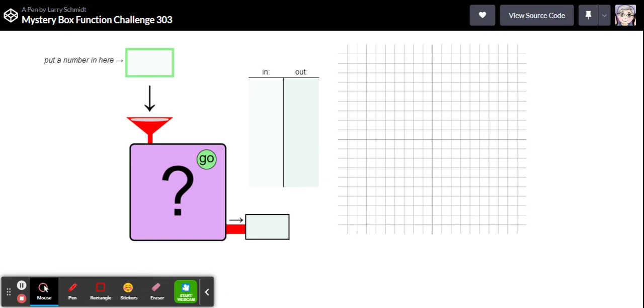In the purple mystery box there is some math and your challenge is to figure out what it is. You can use the link in the description to try this out on your own, and when you've got an idea, come on back and see if we get the same thing.